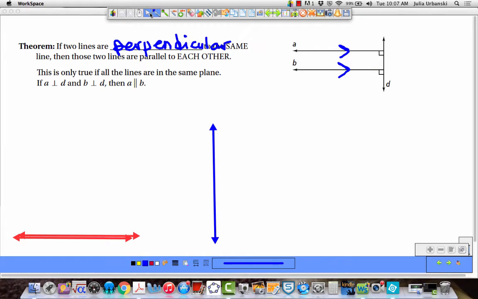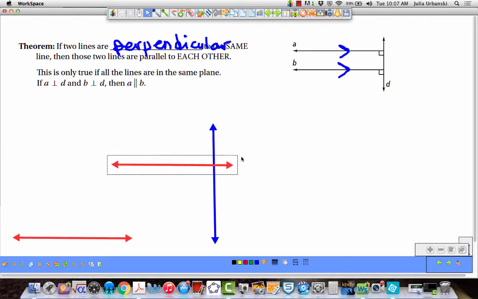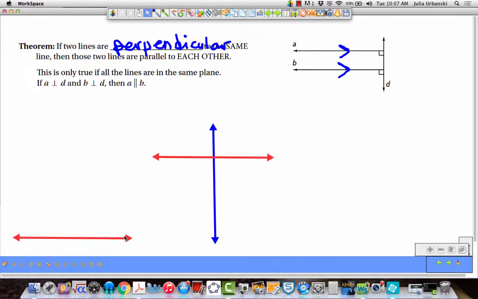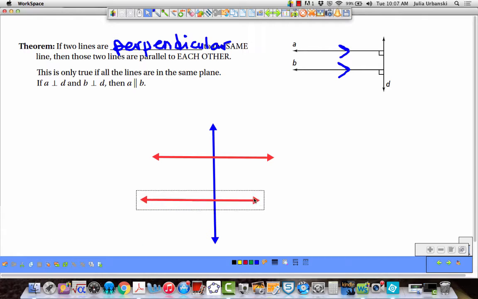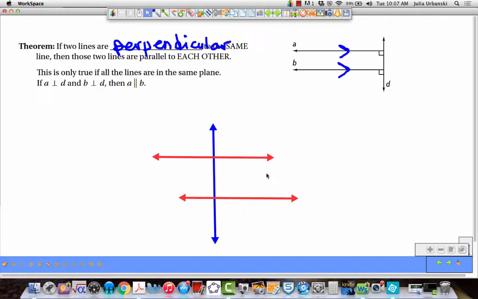So for instance, if this red line is perpendicular to the blue line, and this red line is also perpendicular to that blue line, what happens between the two red lines? What are they? Parallel. And the last one.